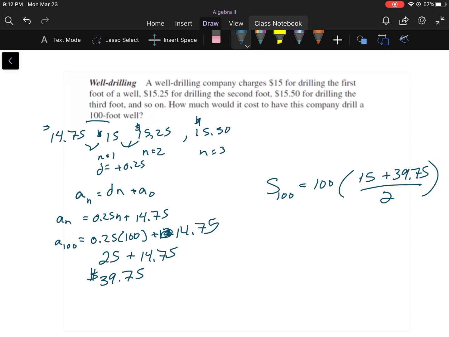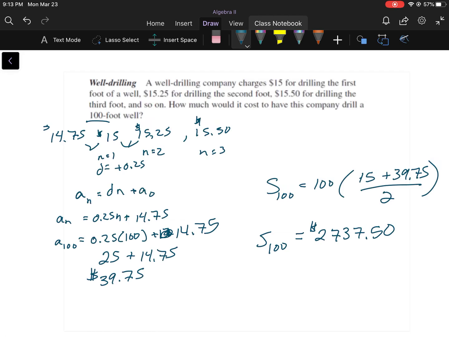So 15 plus 39.75, divided by 2, times 100. It's going to cost this company $2,737.50 to drill down 100 feet. So that is the sum of the first 100 feet of drilling.